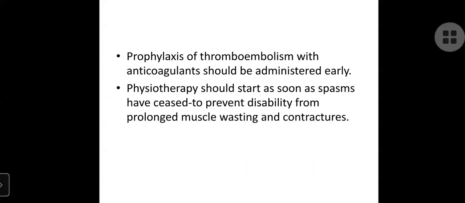We also have to cover prophylaxis for thromboembolism with anticoagulation. This anticoagulation should be given early to prevent these thromboembolic situations. Then, as soon as the patient has improved and you are not seeing spasms, or the spasms are ceasing, it's better to start early physiotherapy in order to prevent prolonged muscle wasting and contractures.